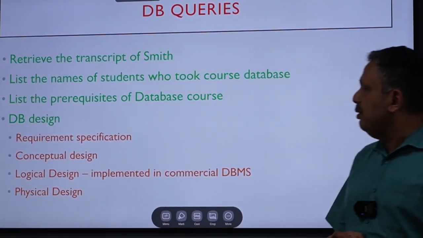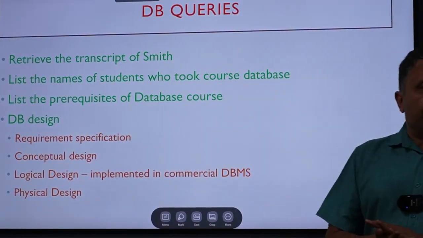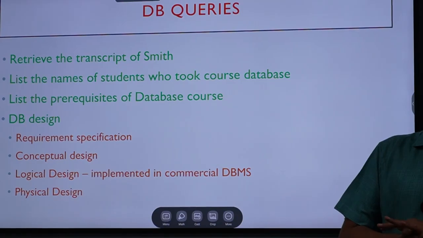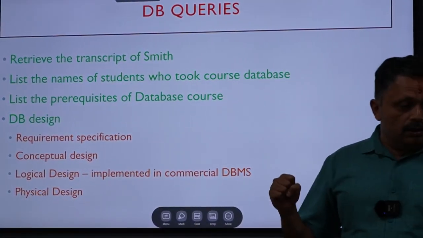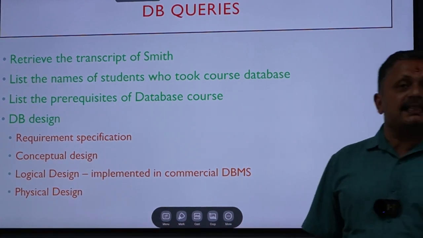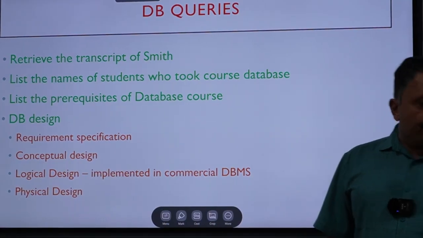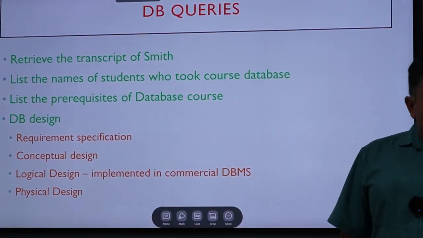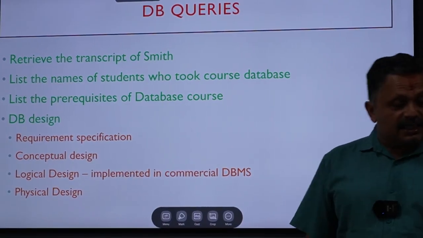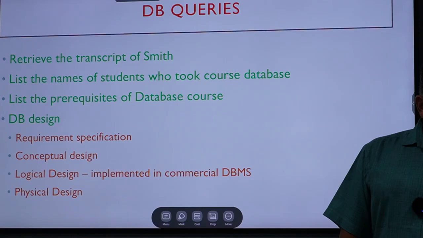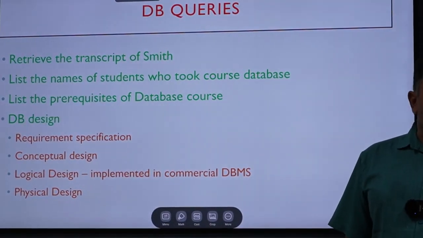Now, how do you design the database? First and foremost, you need to have a requirement. How does your data need to be spread out? For that, you need to have a conceptual design. Then you have the logical design, which is implemented in the commercial database management system. And then you have the physical design, which is basically storing the data. So you go through these three phases: conceptual design, logical design, and physical design.